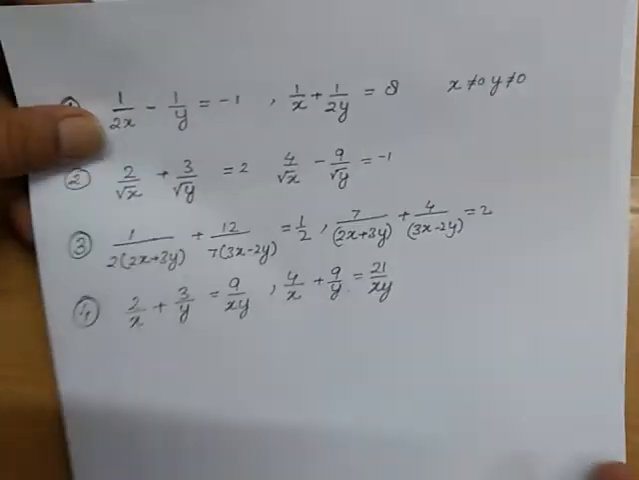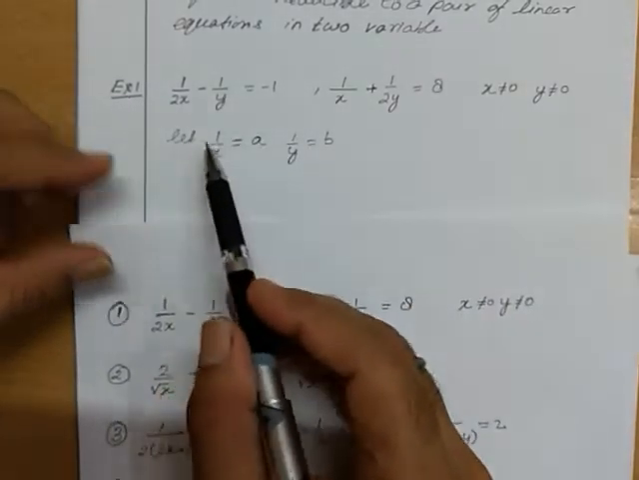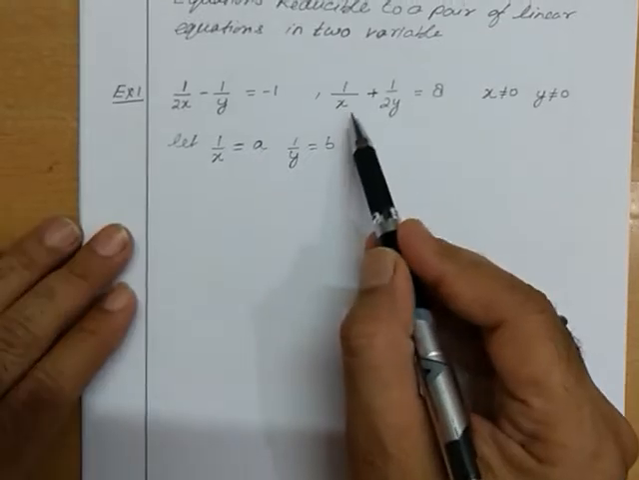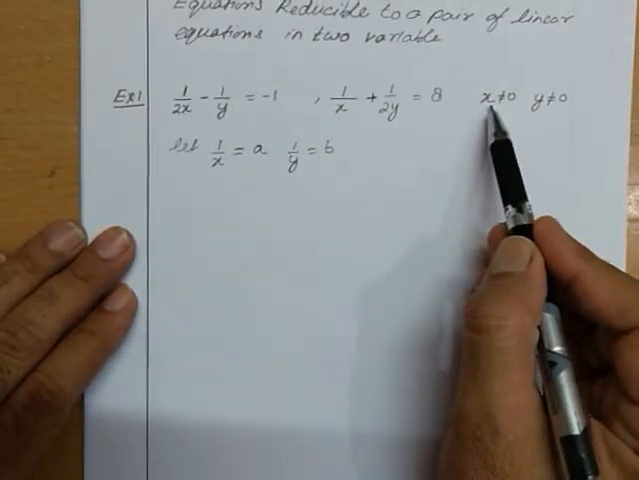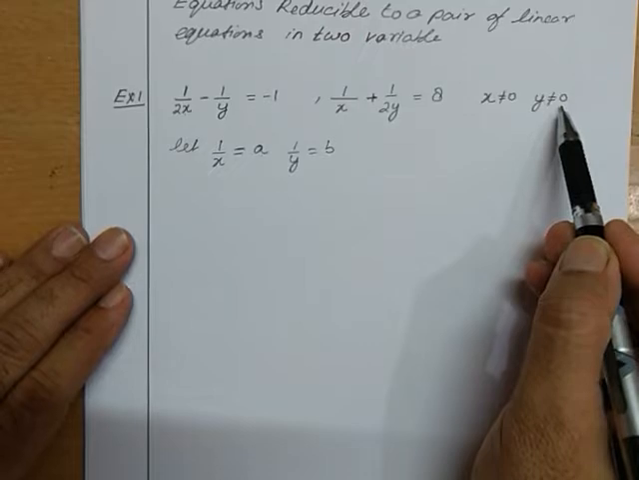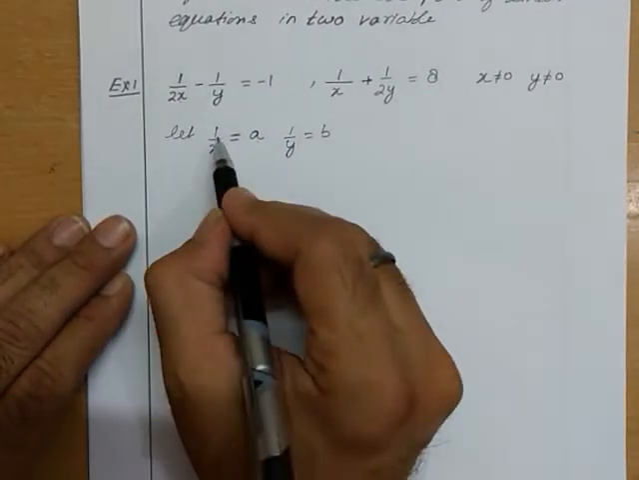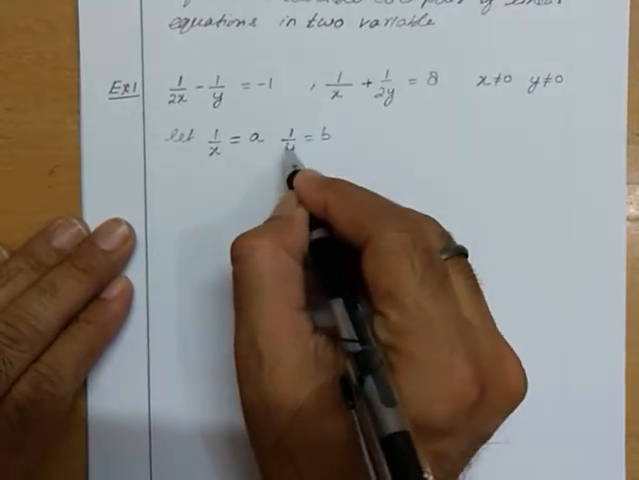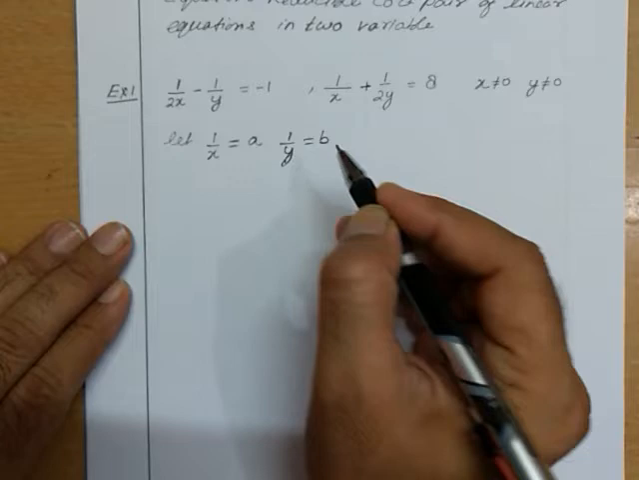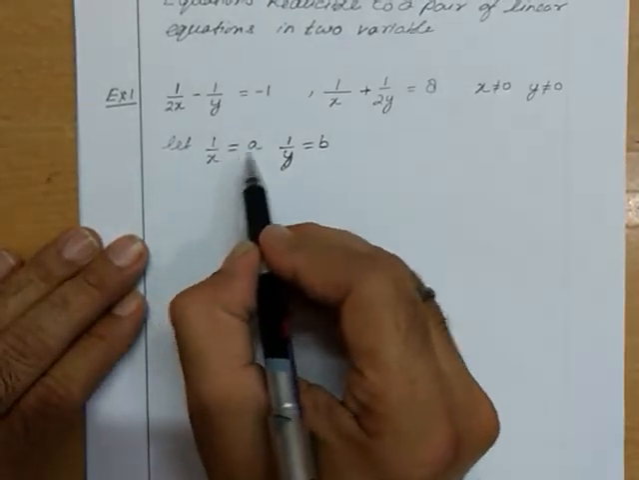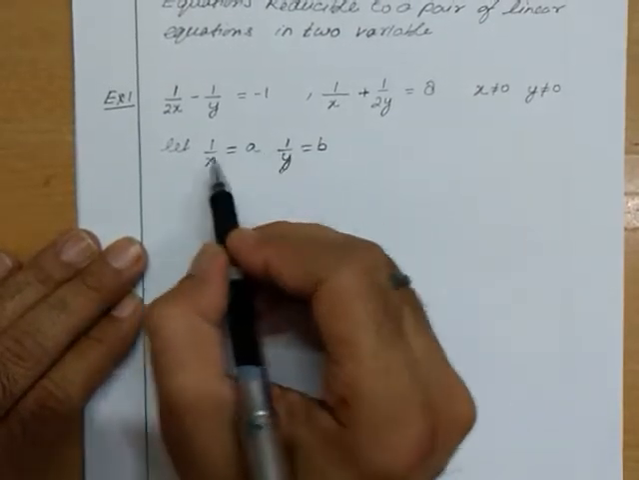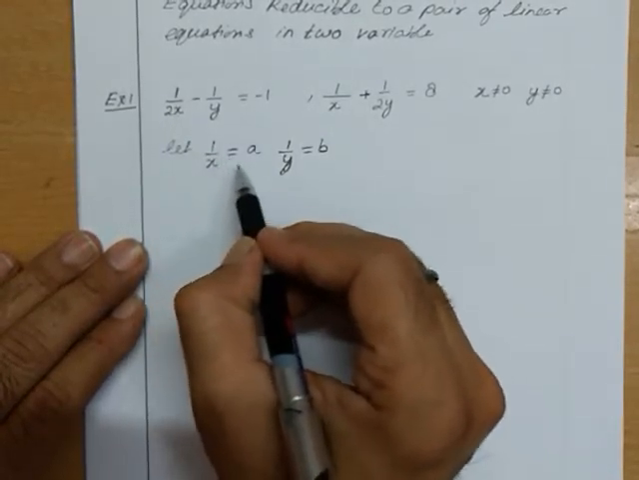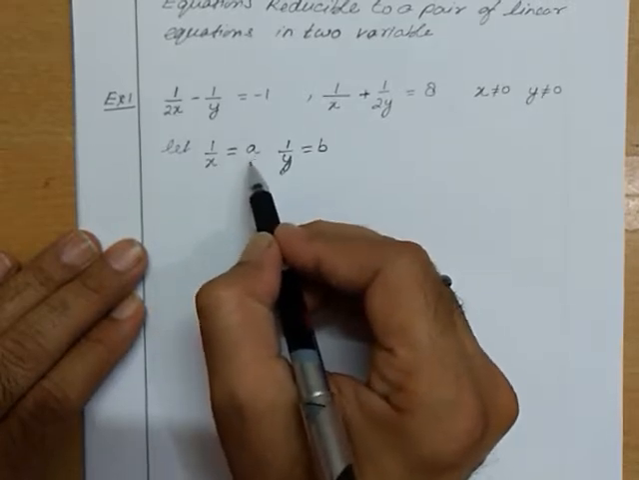Now let's take the first one. Here, 1 upon 2x minus 1 upon y is equal to minus 1, and 1 upon x plus 1 upon 2y is equal to 8, where x is not equal to 0 and y is also not equal to 0. We will assume 1 upon x is equal to a and 1 upon y is equal to b. This way we will assume it. The reason we cannot assume these two as x and y is that 1 upon x is in the denominator. We cannot have the same values for the two different positions of this variable.